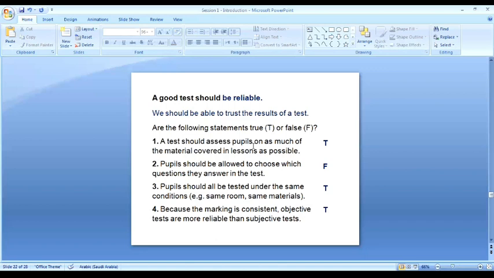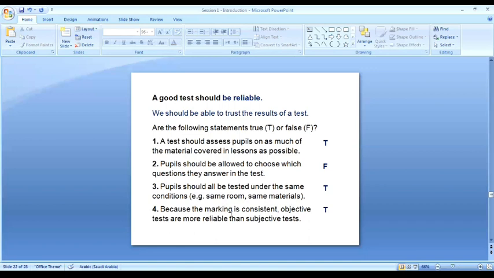So if it is reliable, it means that if it is given to the pupils again, the pupils should get the same marks, you know. Two: pupils should be allowed to choose which questions they answer in the test. False, because in the test you don't give students a chance to choose the questions they want to answer. Students should all be tested under the same conditions, same room, same materials. Yeah, true.